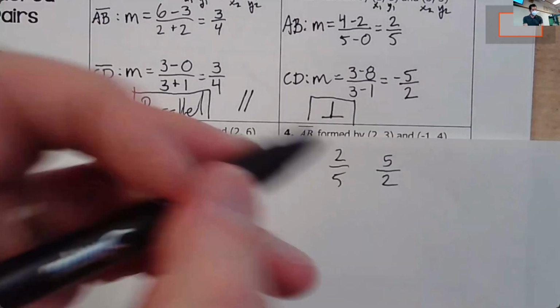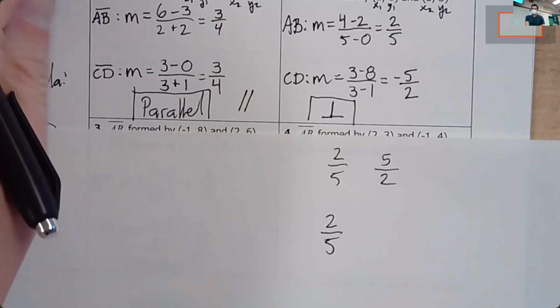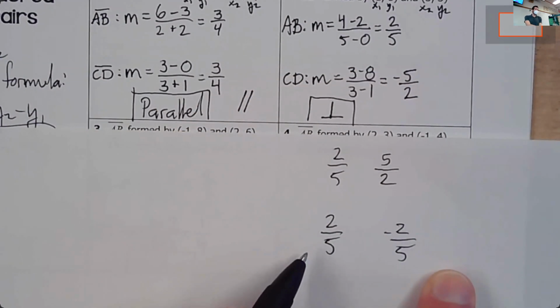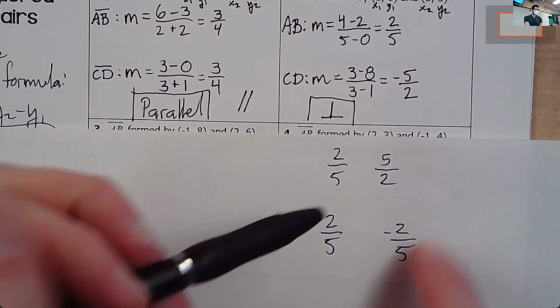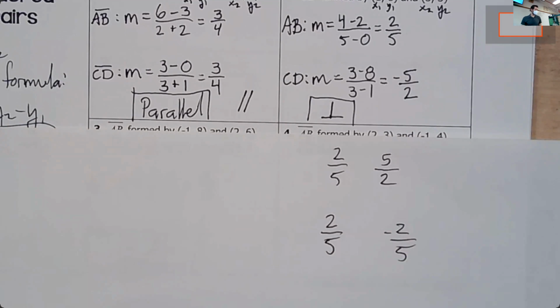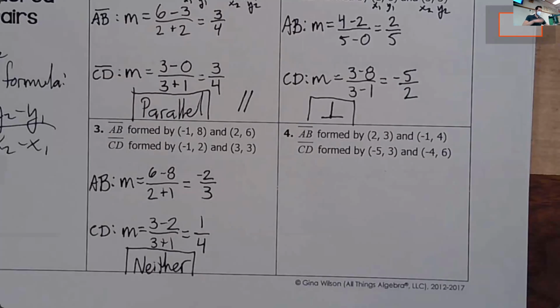Same thing is true if you have 2/5 and -2/5. Again, this is neither. These are just opposites. They are not also reciprocals. It has to be both at the same time, opposite and reciprocal, to be perpendicular. So I just want to make that really, really clear before we move on. Sometimes you will see things like this and you'll have to make that determination if it's opposite, positive and negative, perpendicular, reciprocals, if it's a parallel, perpendicular, and neither.